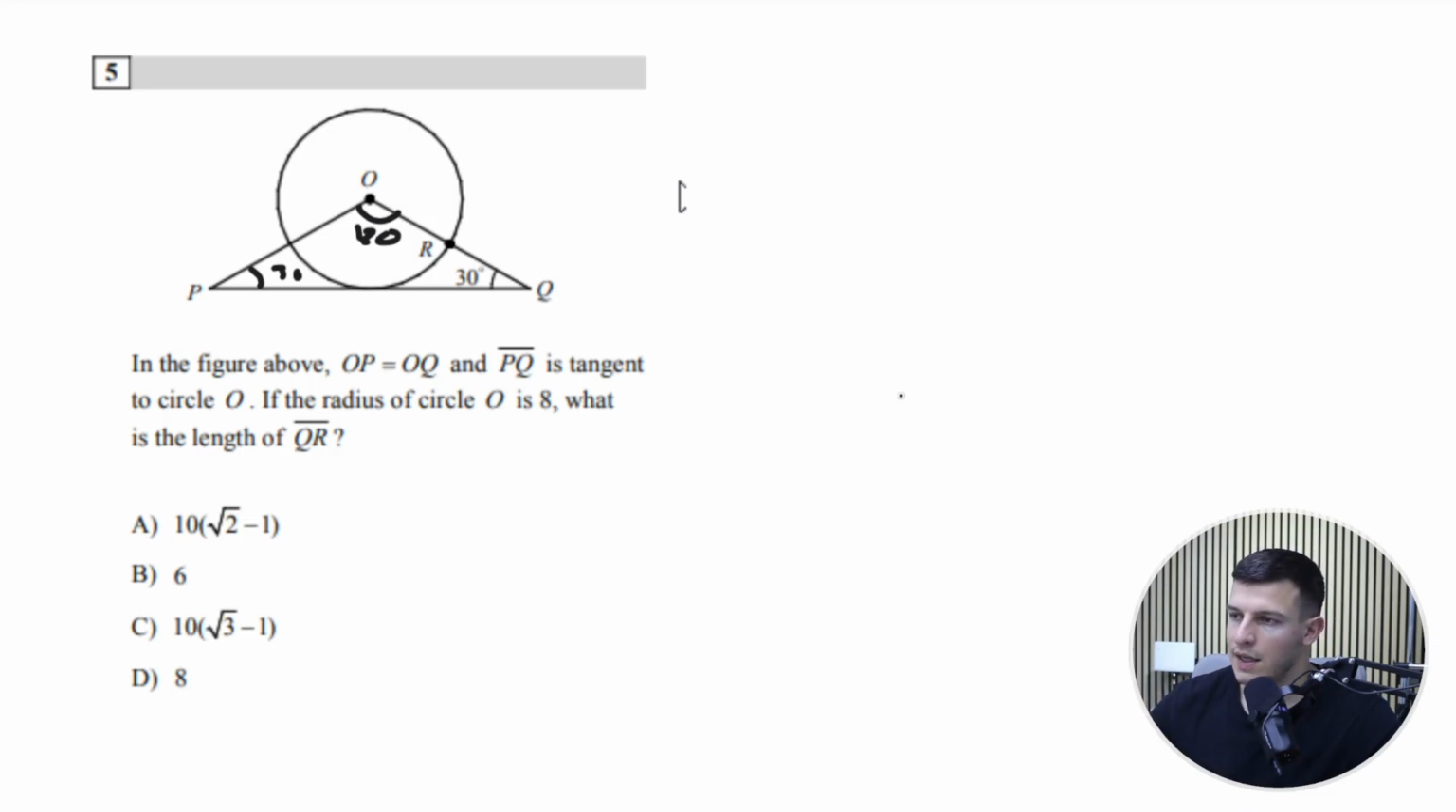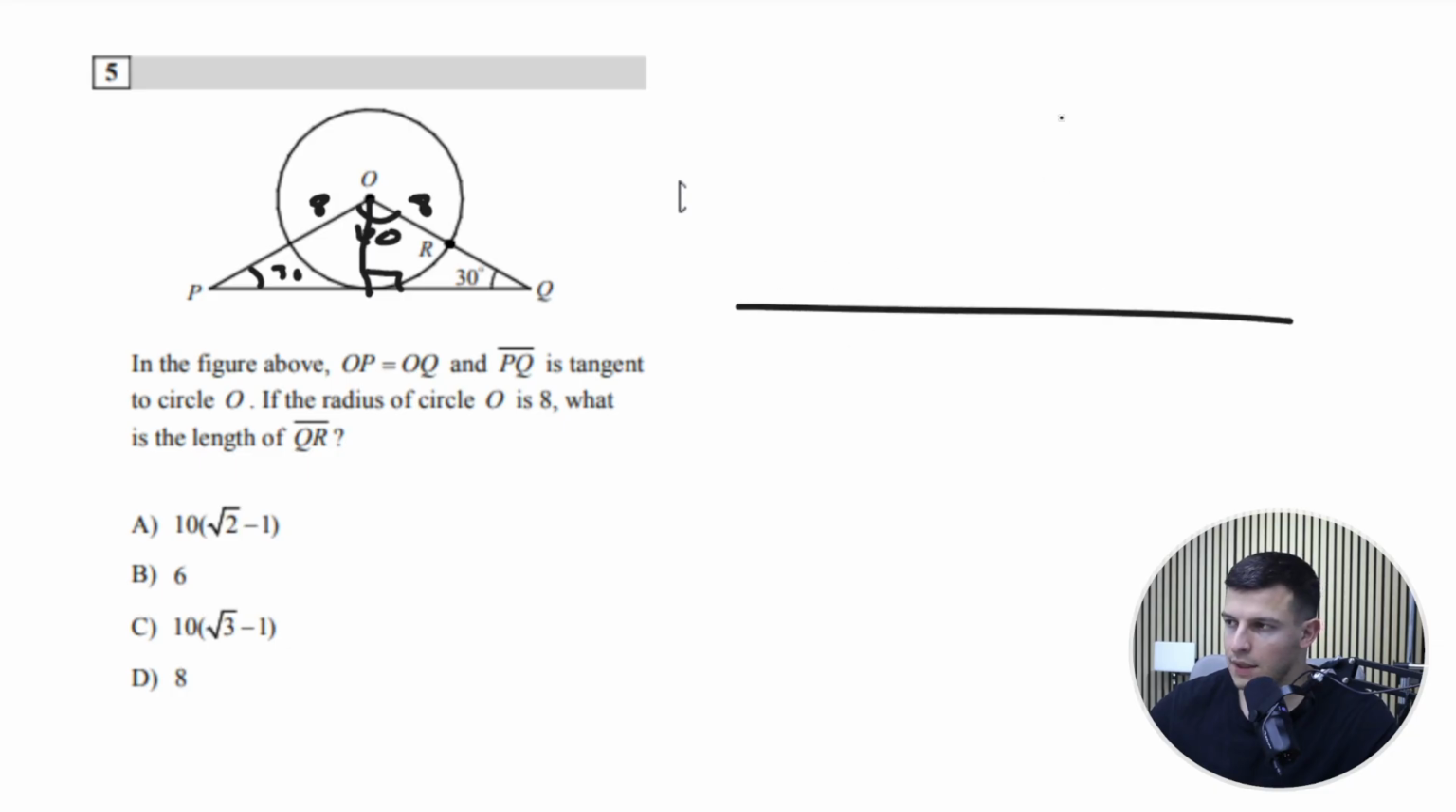So PQ is a tangent to the circle, again, which means it's touching. Again, why are they saying tangent? Because if you drop a radius, that's going to create a 90 degree angle. The radius of circle O is 8. Oh, sorry, the radius of the circle, yes, it is. This is 8, this is 8. What is the length of QR?